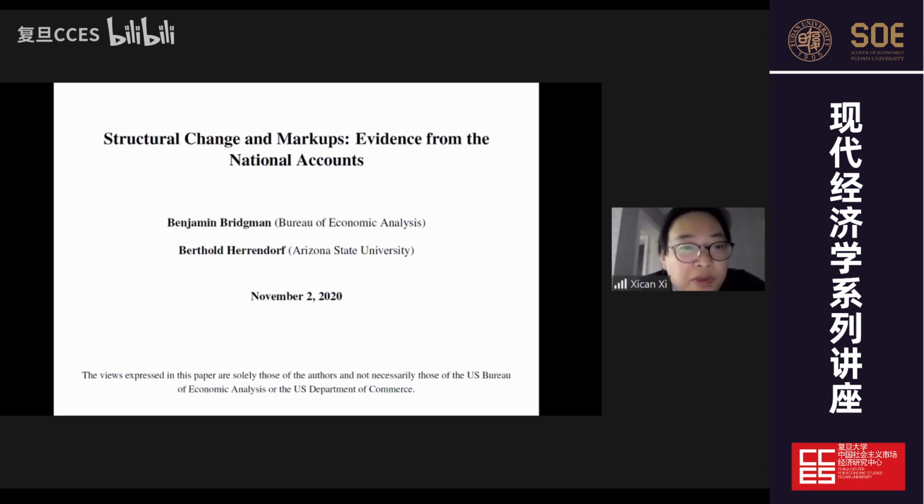Today we are very happy to have Bertold Herendorf as our guest speaker. Bertold is a leading expert on development economics and in particular on structural transformation. And today he's going to present his paper, Structural Change and Markups, Evidence from the National Accounts. Welcome, Bertold. Yeah, thank you for the kind introduction.